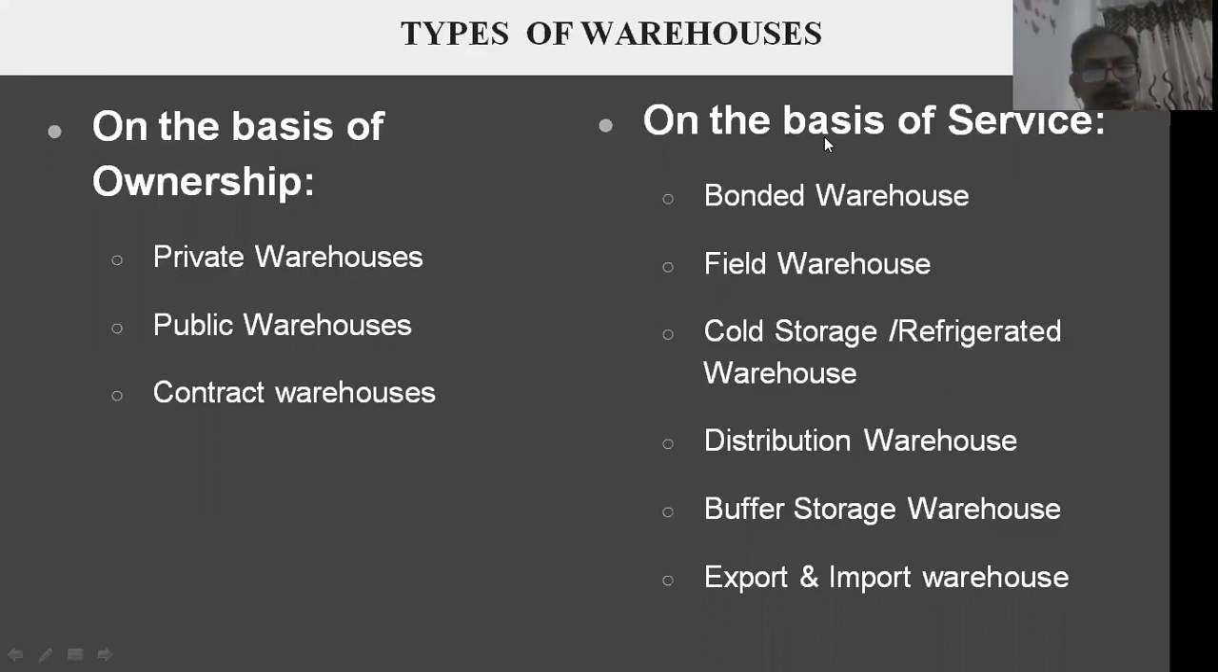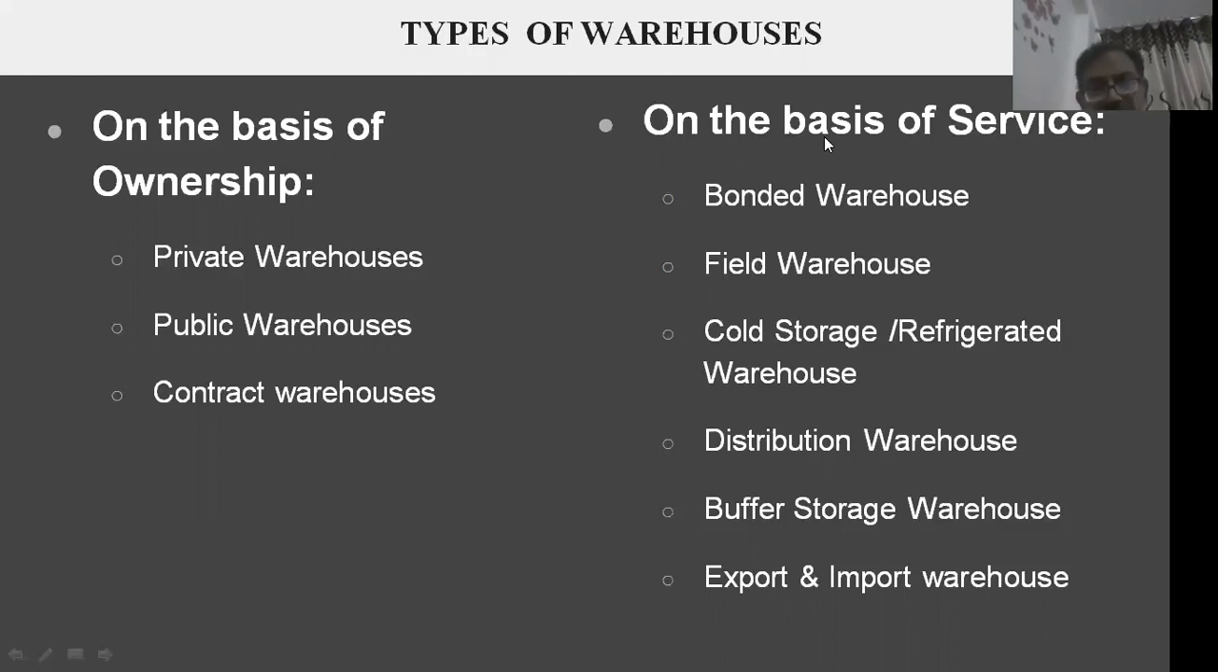When some consignment comes from abroad, it is an imported item and we have to pay the custom duty. So till the custom duty is paid, the consignment is kept in this bonded warehouse. Field warehouses are any warehouse which are near the location of its use. Cold storage, as the name suggests, is a refrigerated warehouse.